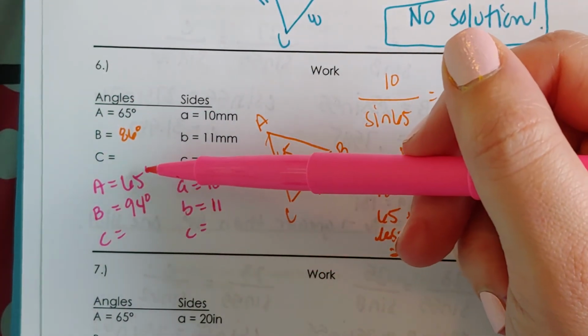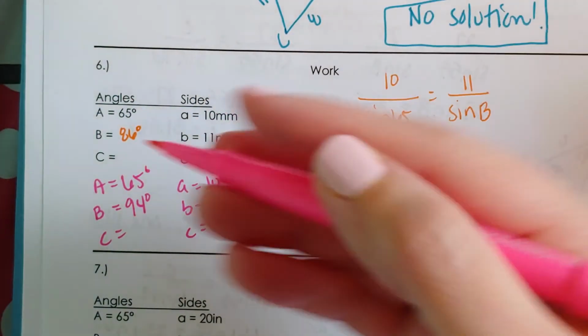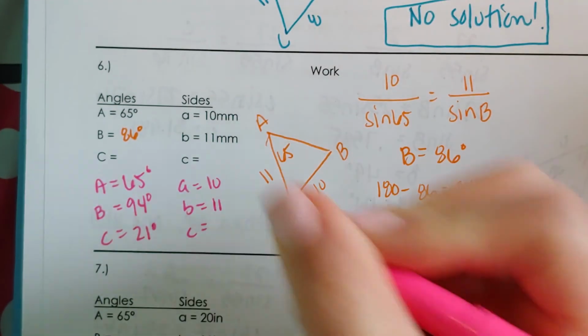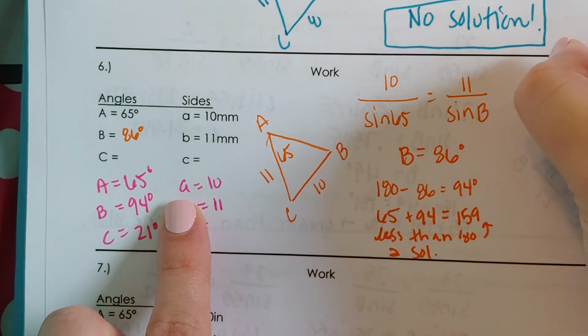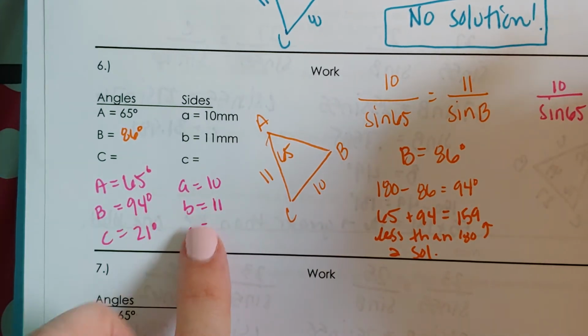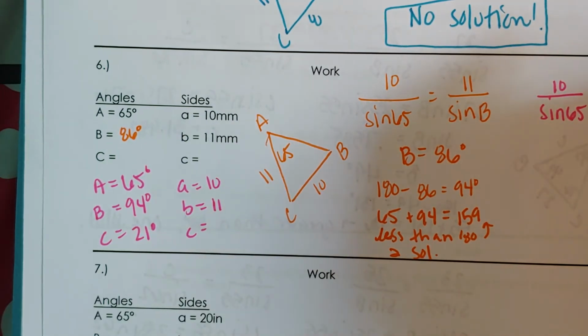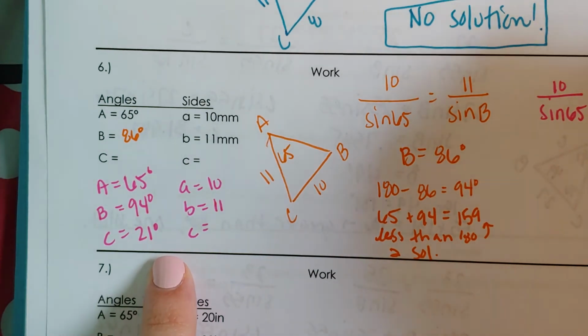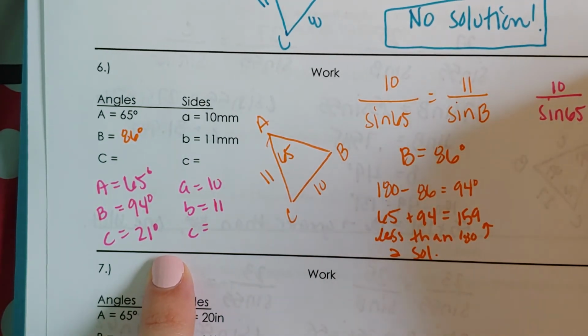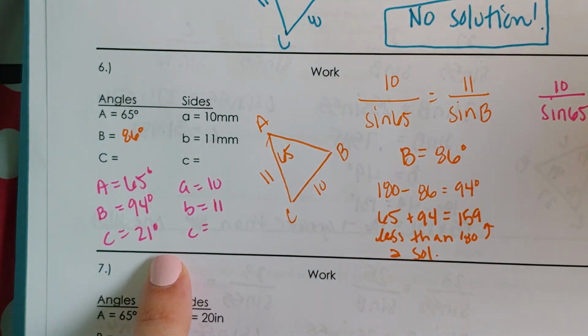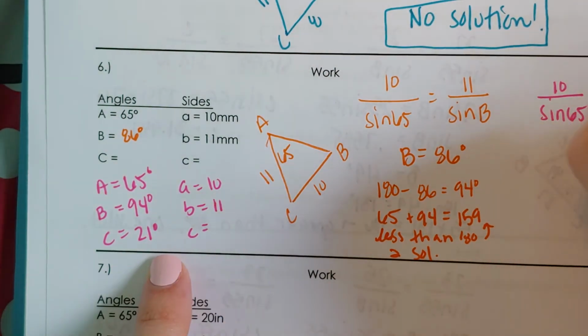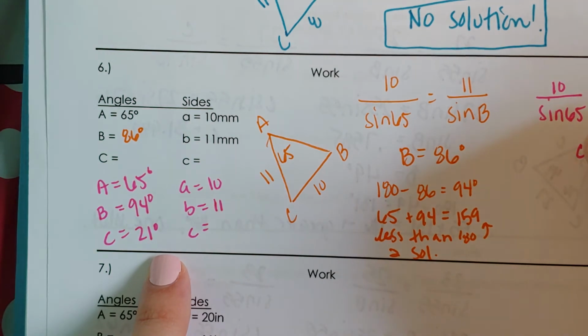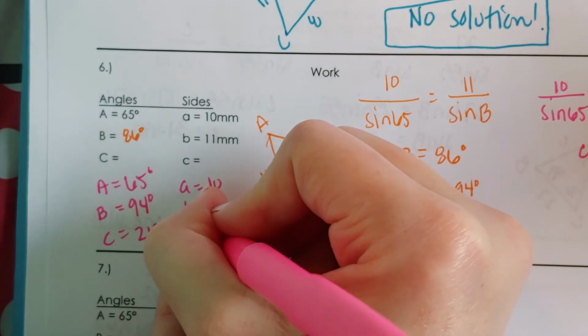So I'm going to do 180 minus 65 minus 94, which makes C 21. So I'm going to do 10 over the sine of 65. You could here have done 11 and 94, and that would have been totally fine. It would give you the same thing. Equals C over the sine of 21. Okay, you're going to cross multiply. You've done a great job with that, so I'm not going to do that for you. And you get 5.349.